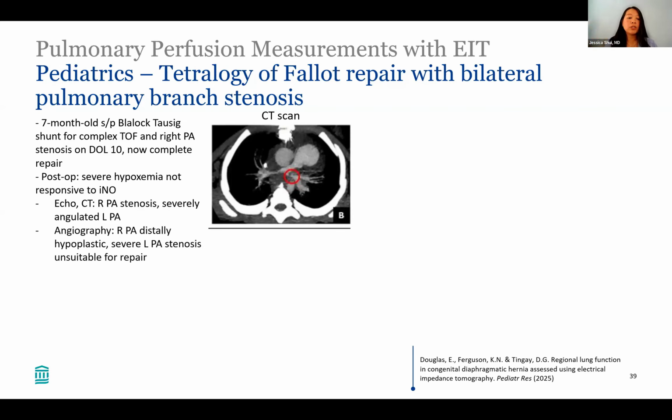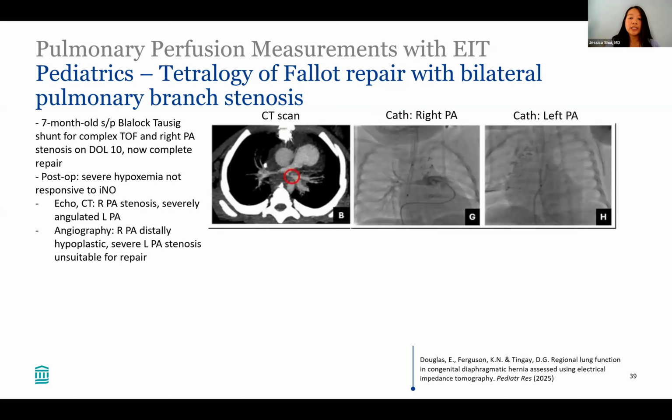So then they went forward with angiography in the cardiac cath lab, and they injected the contrast in the right pulmonary artery, and saw that there was distal hypoplasia compared to the left side, where there was a very severely stenotic pulmonary artery, though not one they deemed unsuitable for repair. But do you go in now that you see this? Do you go in to try to revise this?